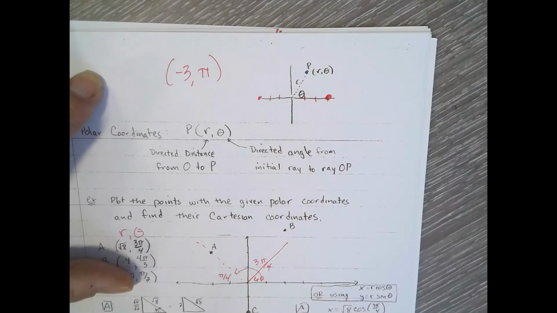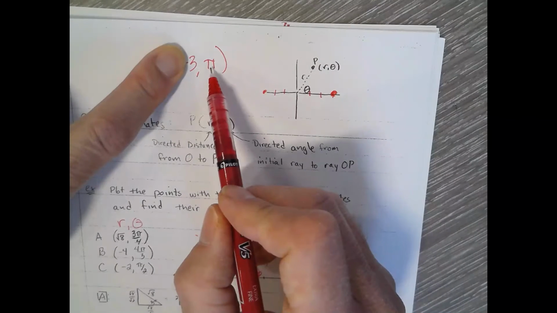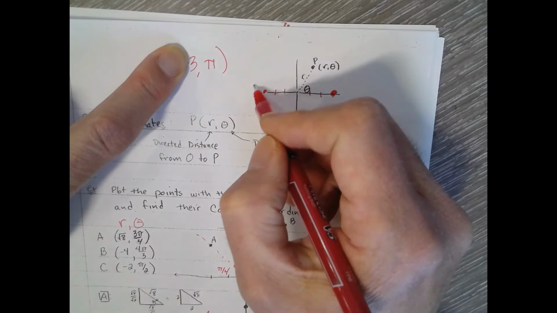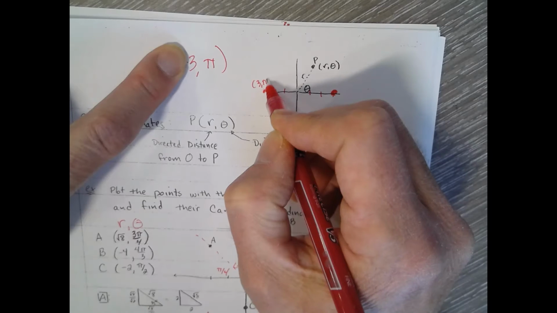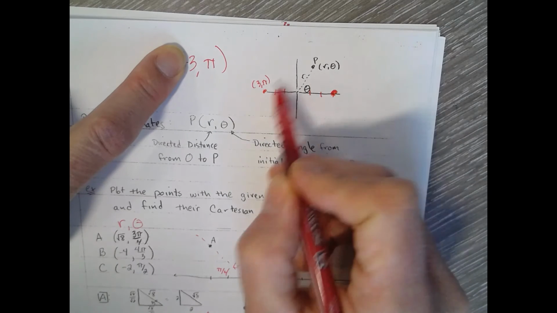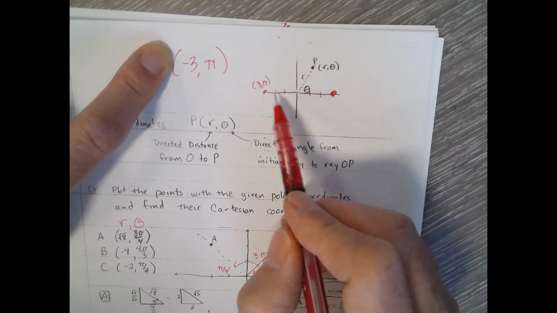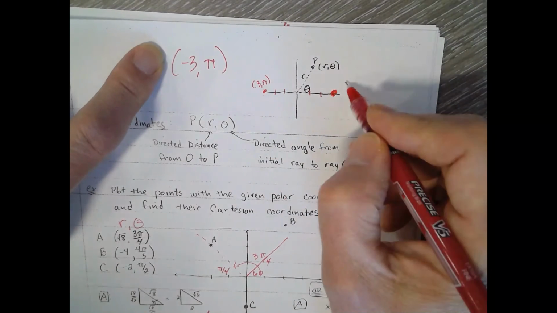Wait, why is it like that? Wait, where is pi? Pi is 180 degrees. So if that was 3 comma pi, it would be right here. This point right there is 3 comma pi, because it's 3 units from the pole, and pi is the angle from the initial ray. Oh, so the negative doesn't actually matter. The negative just shoots it through and it comes right out here. This is negative 3 comma pi.